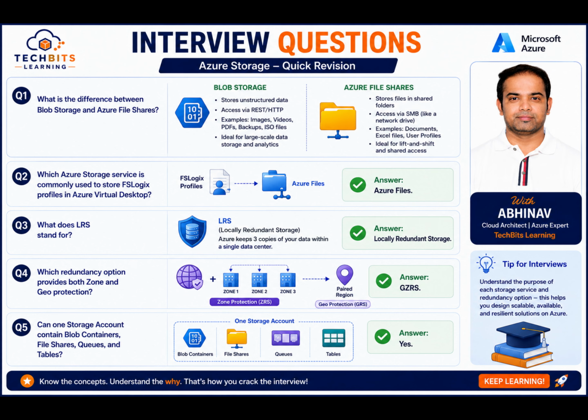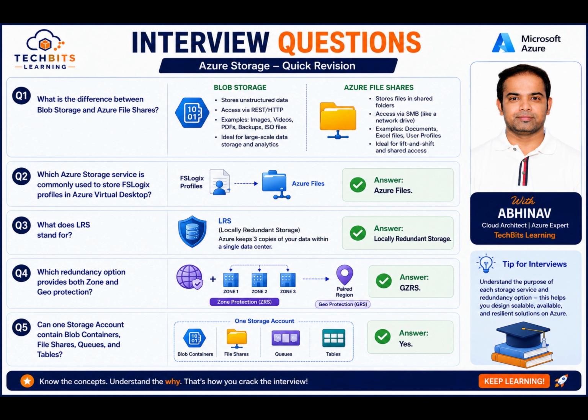Dear friends, let's dive into interview questions. What is the difference between blob storage and Azure file shares? Blob storage stores unstructured data. Examples: images, videos, PDFs, backups, ISO files, ideal for large scale data storage and analytics, whereas Azure file shares store files in the shared folders and it is accessed via SMB like a network drive. Examples: documents, Excel files, user profiles, ideal for lift and shift and shared access.